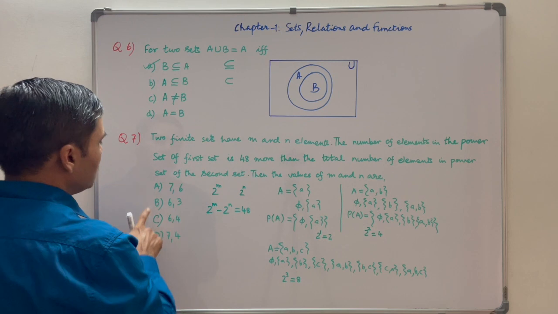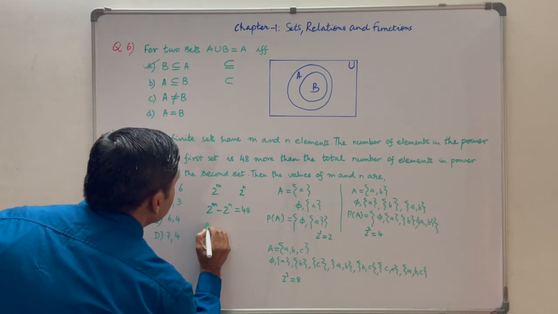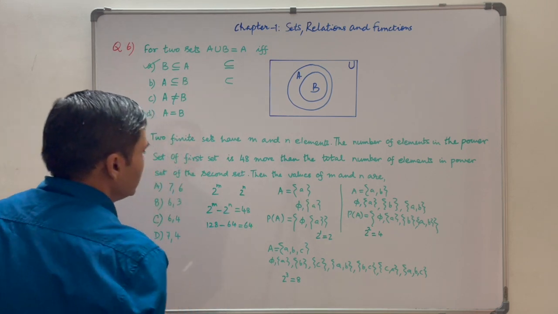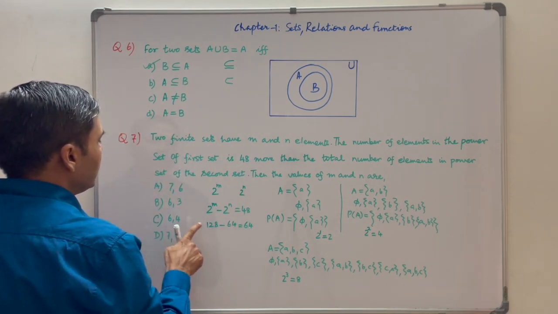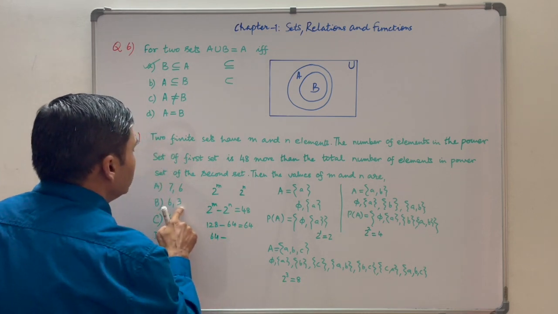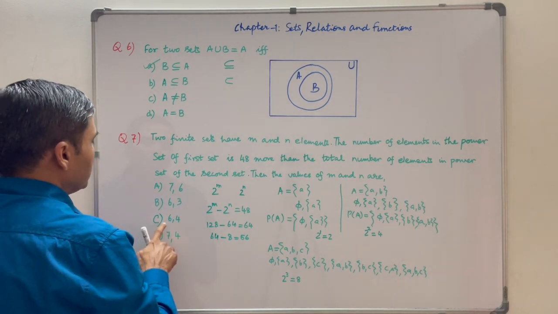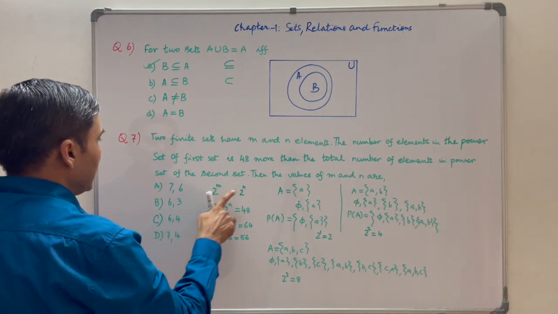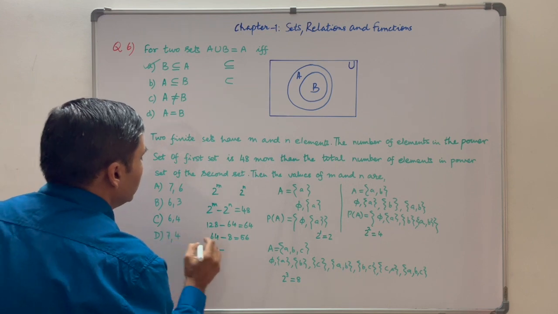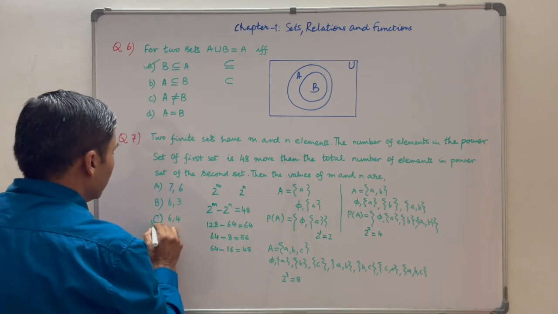So let us try out these values. So if m is 7, n is 6, it will be 2 to power 7, means 128, minus 2 to power 6 is 64. So difference is 64, which is not correct. It should be 48. Let's see if m is 6, n is 3. So 2 to power 6 is 64 minus 2 to power 3 is 8. So it will be 56, which is not correct. Third option is 6 and 4, means m is 6 and n is 4. So 2 to power 6 means 64 minus 2 to power 4, that is 16. So difference is 48. So difference should be 48, means this is the correct option.